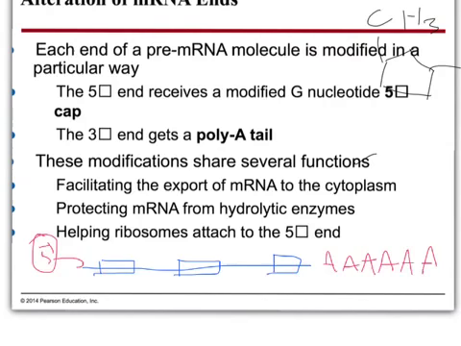What do these modifications do? They allow for export to occur. Without these, the RNA doesn't get out of the nucleus. Okay? It allows for ribosomal binding, so it helps ribosomes to attach to the 5' end. And the poly A sequence at the end signifies that this is a messenger RNA and protects it from enzymes in the cytoplasm that chew up RNA.